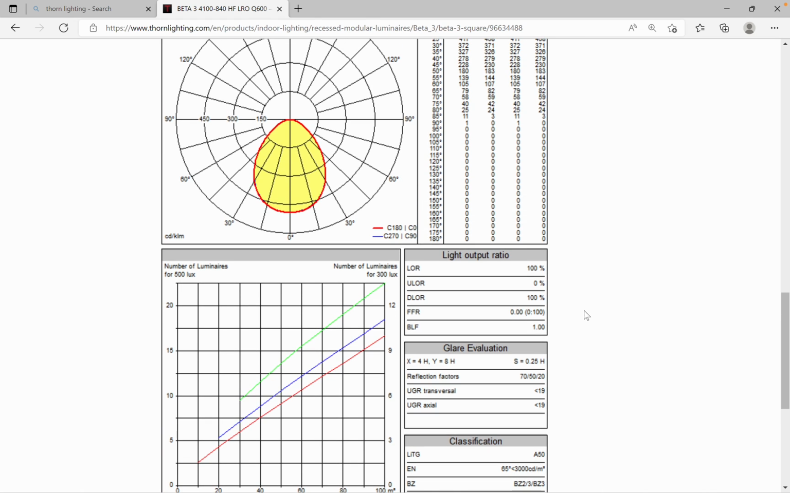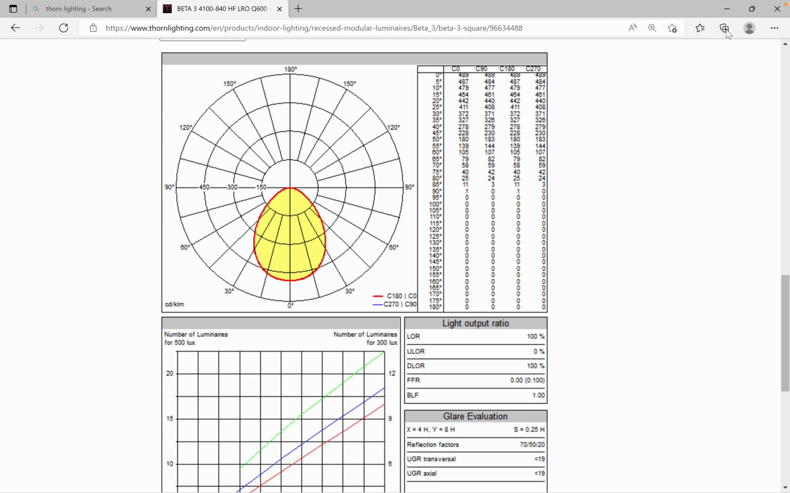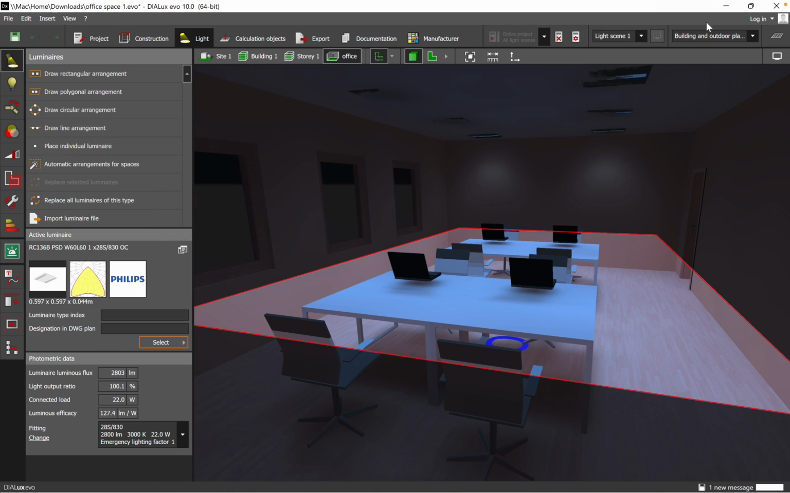That's all the information which I want to share with you today. I hope that now you have a better understanding of the difference between illuminance and luminance.